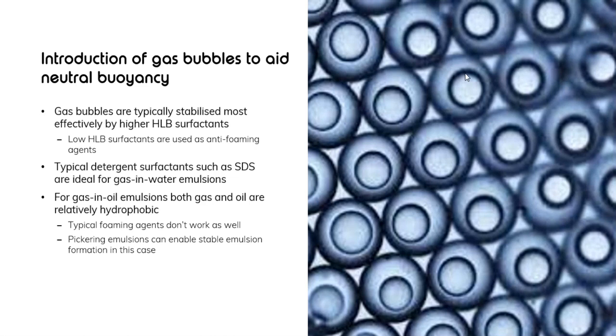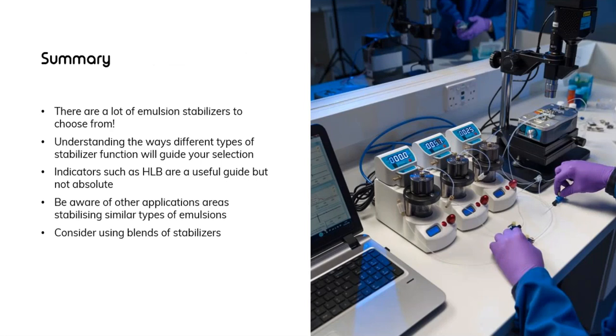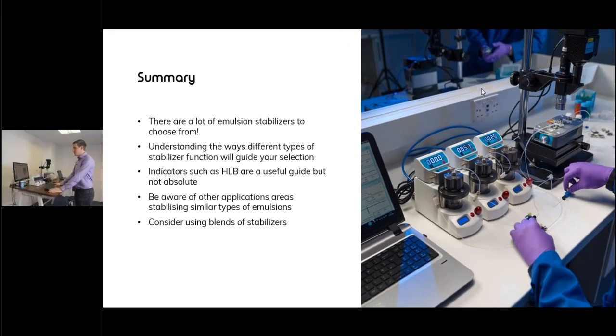Okay, so in summary, there are quite a lot of emulsion stabilizers you can choose from, of various different types and compositions and structures. Understanding the way that these different types of stabilizer will function will help to guide your choice. There are a number of indicators you can use, for instance, HLB or critical micelle concentration. These are a useful guide, but they're not absolute. So they're worth taking into consideration, but be aware you'll need to trial a couple of surfactants to find something that works ideally for you.